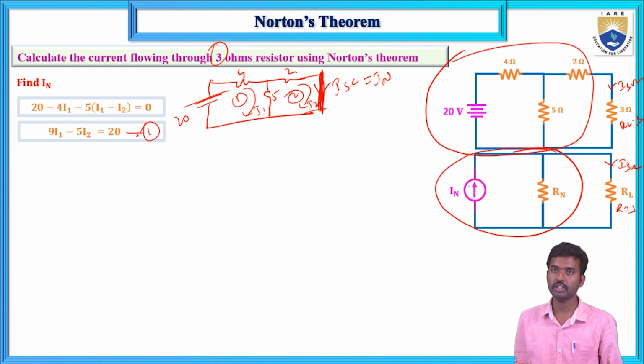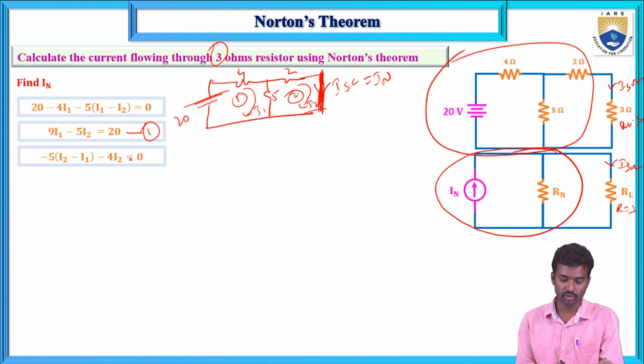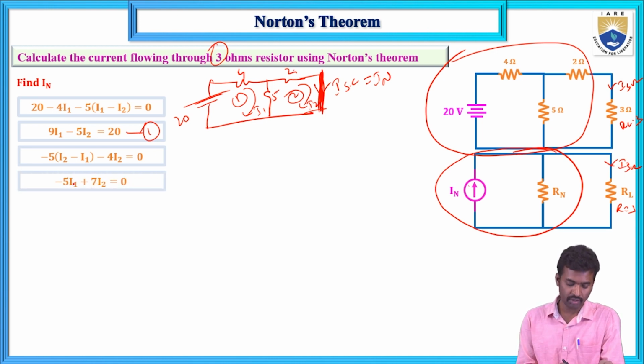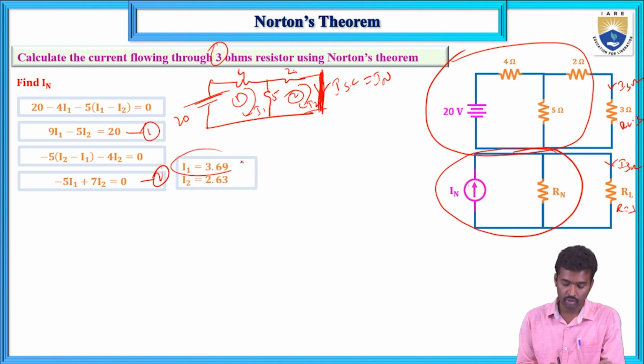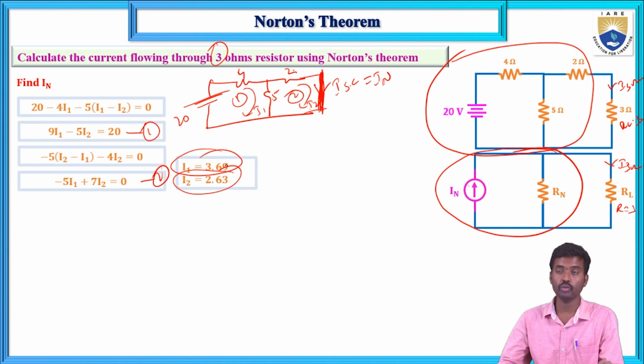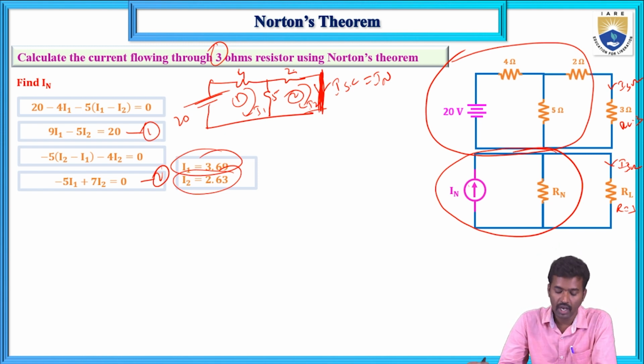If you apply KVL in the second mesh, KVL means the algebraic sum of total voltages in a loop equals 0. Here 5(I2 minus I1) plus 4I2 equals 0. Simplifying, 5 plus 2 is 7, and this is minus 5I1 equals 0. This is equation number 2. If you solve equation number 1 and equation number 2, I1 equals 3.69 and I2 equals 2.63.